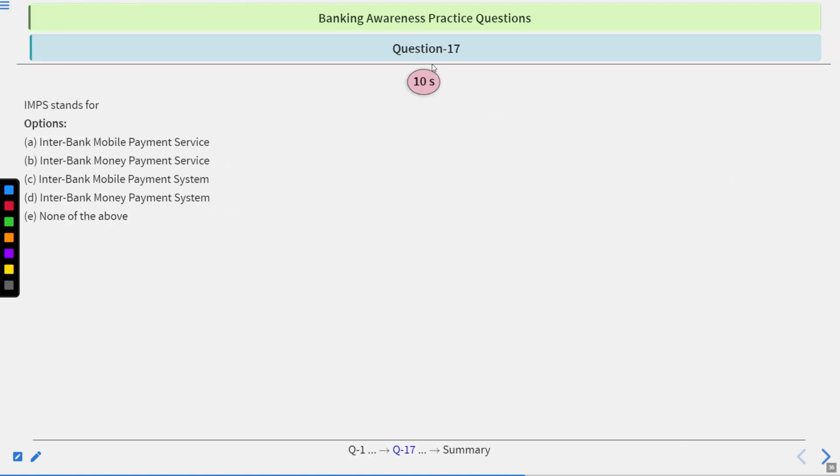Question number 17. IMPS stands for interbank mobile payment service, interbank money payment service, interbank mobile payment system, or interbank money payment system, or none of them. To answer this, again, you will have 10 seconds. Time starts now.